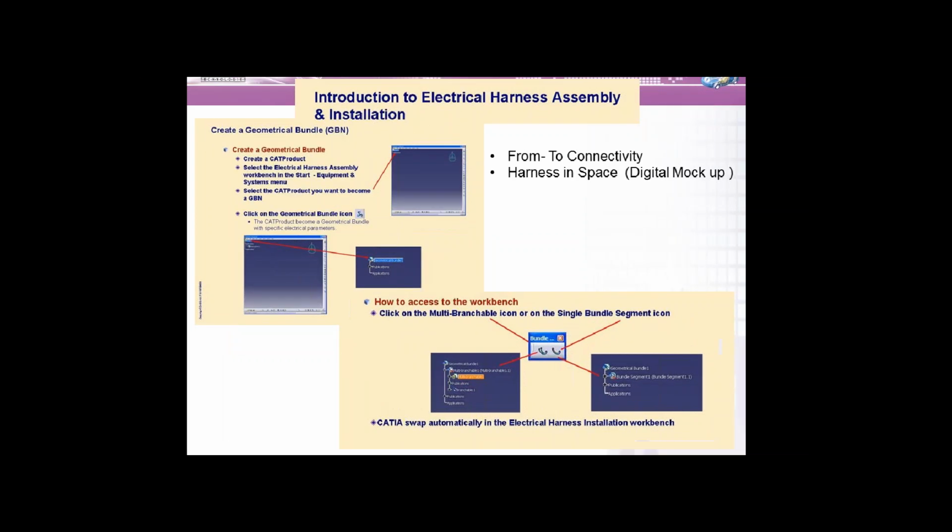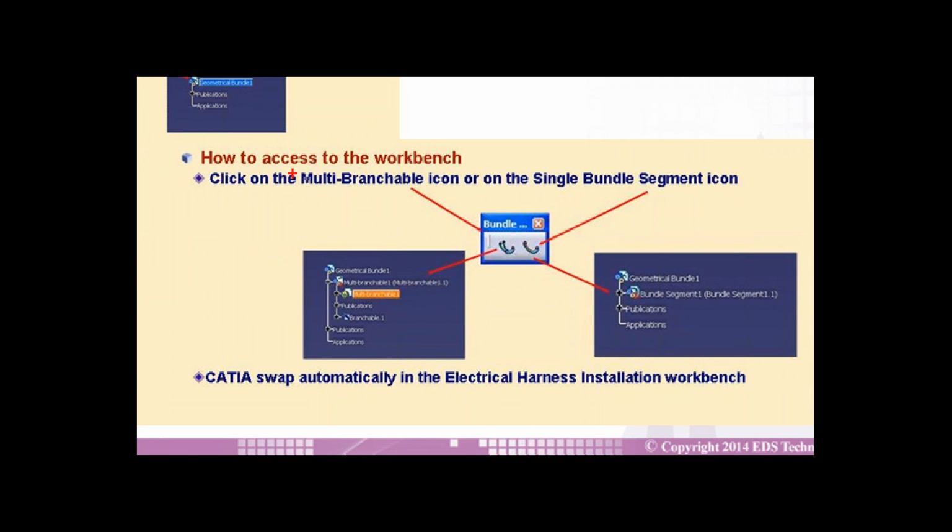So what is the major difference between these two? Multi-branch is branchable, whereas a bundle segment is a single CATPart. It is only one bundle. So multi-branch means you can have n number of branchable components.